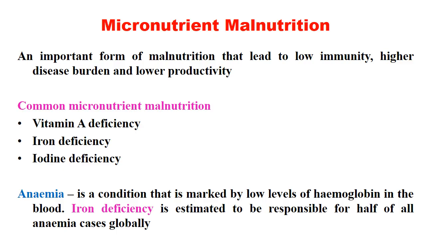Now about anemia, which is a very important burden, particularly in developing countries. Mostly it is the deficiency of hemoglobin in the red blood cells, which carries the oxygen. Almost half of the anemia in developing countries is due to the deficiency of iron, and that deficiency mainly happens due to improper diet.